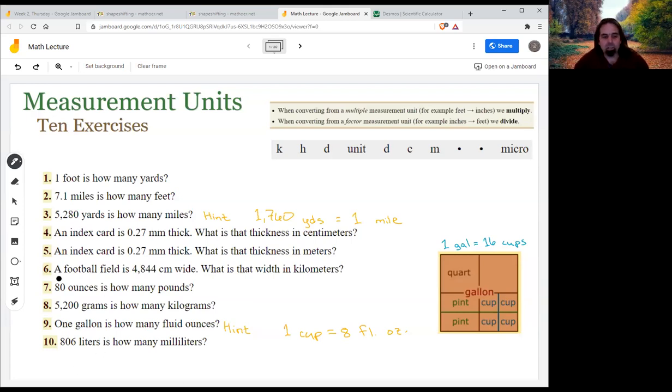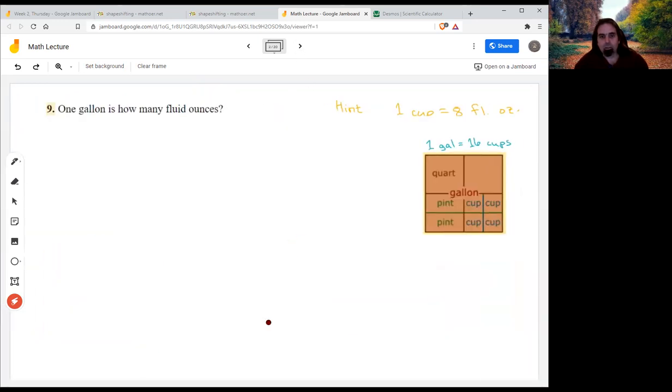Okay, study session. We needed a hint for number 3, that 1 mile had 1,760 yards. And number 9 is a little tricky, so we're doing it on its own board. From the lecture, we had that 4 and 4 and 4 and 4 was 16 cups in a gallon. And we also had seen that 1 cup is 8 fluid ounces. That was briefly mentioned. If you missed it, quite understandable.